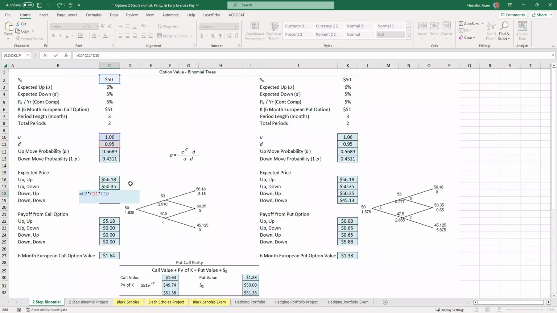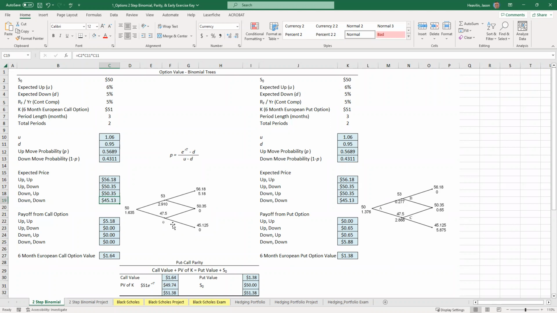Here, if it goes down first and then up, now, yes, you're ending up in the same place, but it matters the order in which it happened for a later calculation. Up, down, and down, up. Yes, you get the same number because you're just multiplying the same numbers in different order. However, later when we do the evaluation, it's important to understand that there are 2 paths to get to the same number. This is one path, up and then down, and there's a different path, down and then up. This becomes important for the present value calculation.